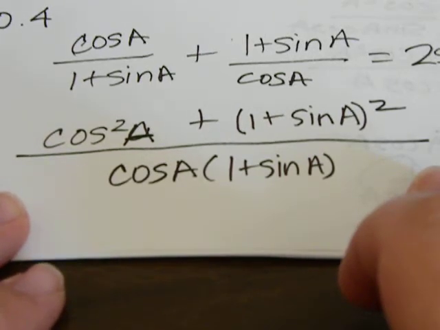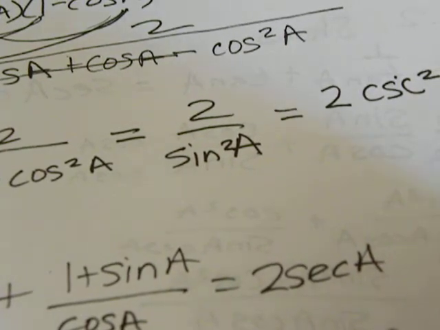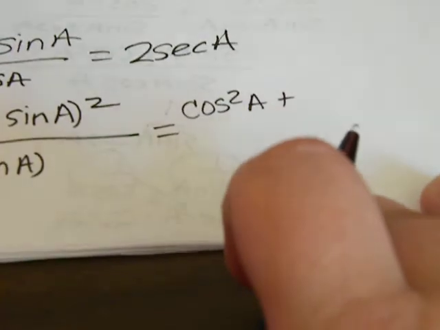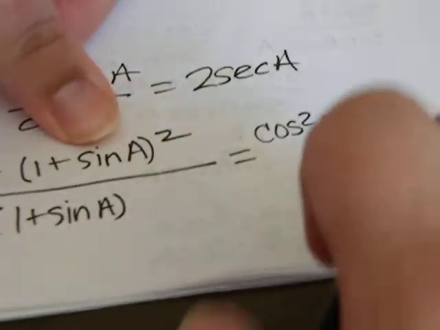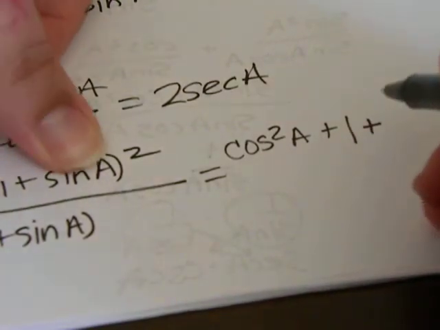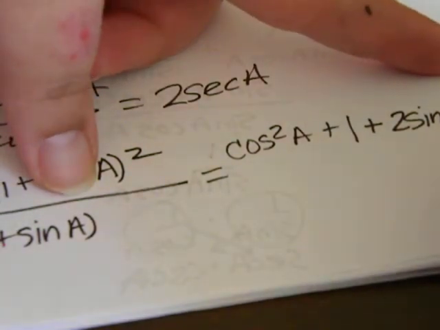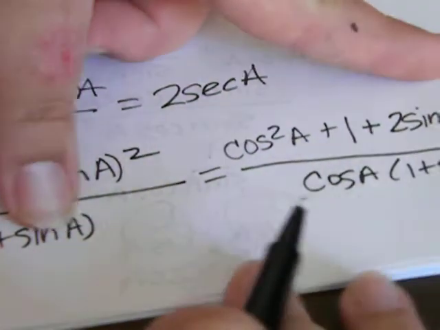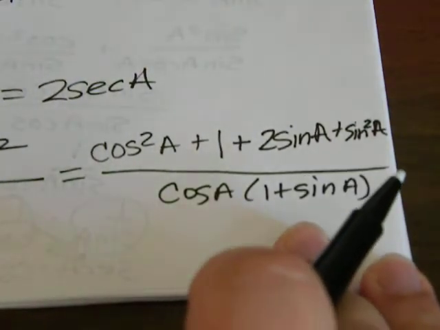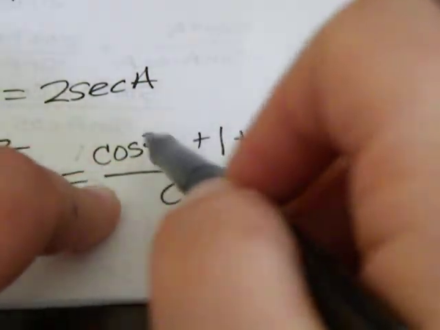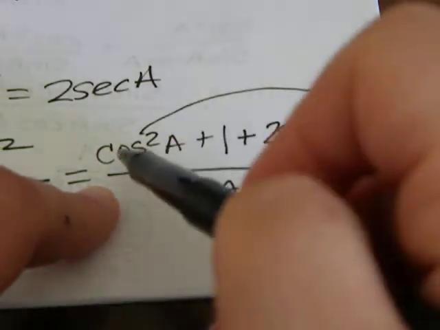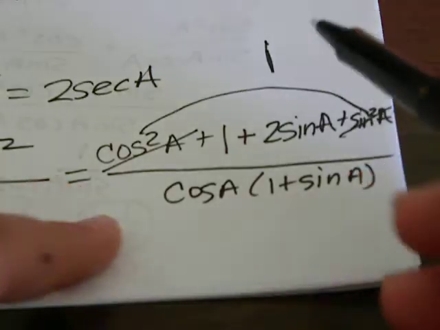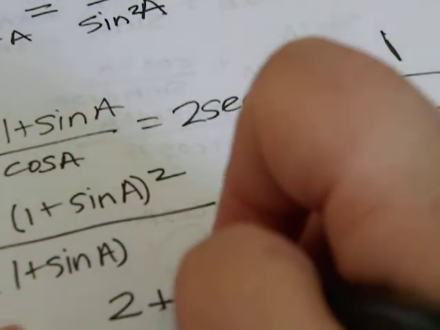Let's multiply this out. So we end up with cosine squared A plus, now we're going to multiply out 1 plus sine A times 1 plus sine A. So 1 times 1 is 1, plus 2 sine A, plus sine squared A, all over cosine A times 1 plus sine A. Okay, I can put my cosine squared A and my sine squared A together. Cosine squared plus sine squared equals 1. Then we have 1 plus 1, so we get 2 plus 2 sine A.